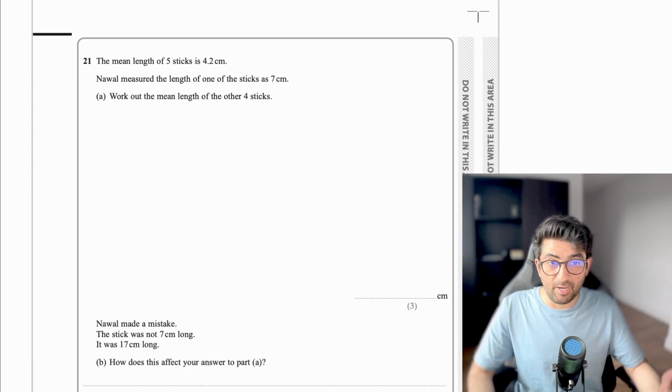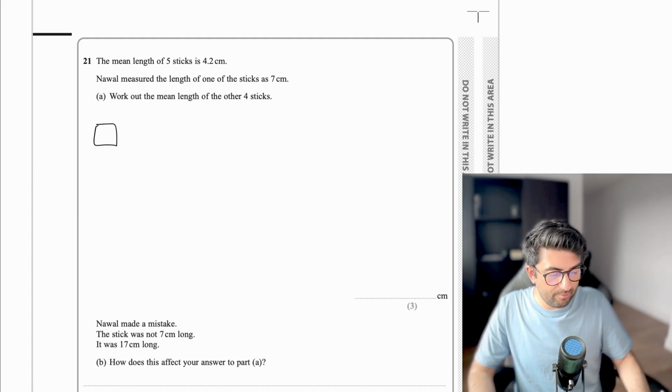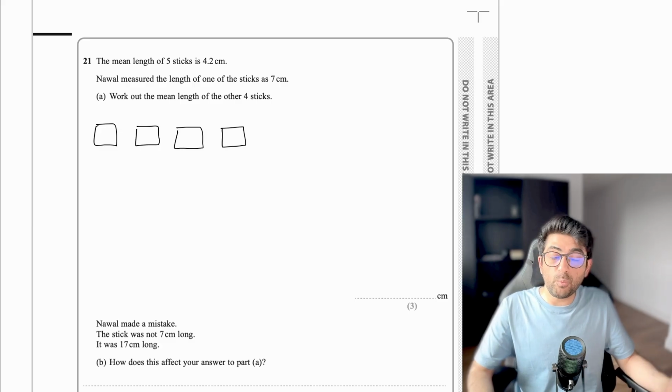The mean length of 5 sticks is 4.2 centimeters. Nawal measured the length of one of the sticks as 7 centimeters. We need to work out the mean length of the other 4 sticks. So we've got 5 lengths. These are going to be boxes where I'm going to write numbers. So how do we work out the mean of those numbers? We don't know what the numbers are yet, but how do we work out the mean?